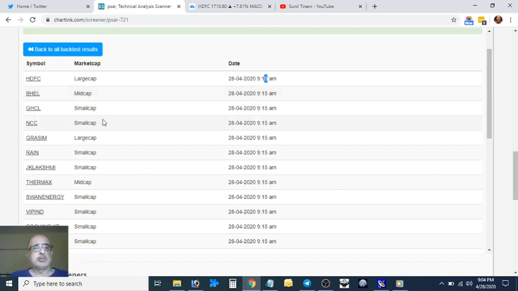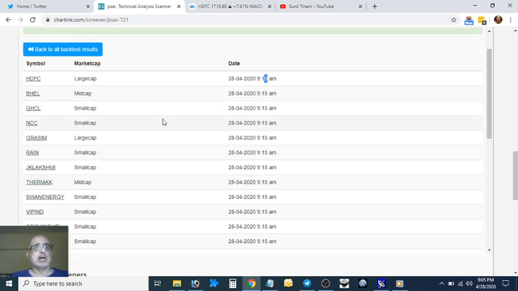Now, of these, don't work with the small caps. Work with the large caps and the mid caps. So this RAIN and GHCL and all, I'm not going to work with. We are looking at an 80% success chance. I've got Thermax, Grasim, Bell and HDFC. Of these four stocks, Grasim did not work. The other three worked. You can backtest it yourself.